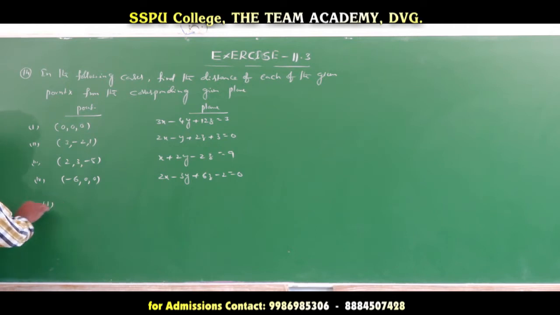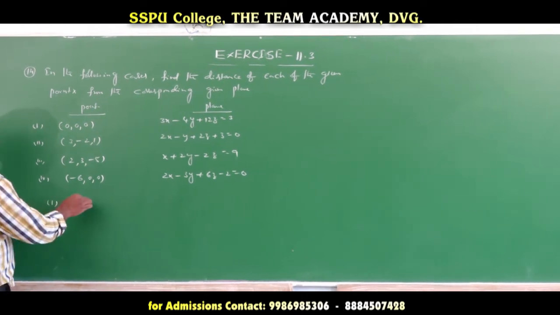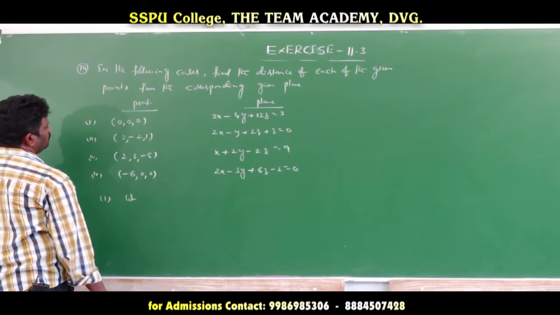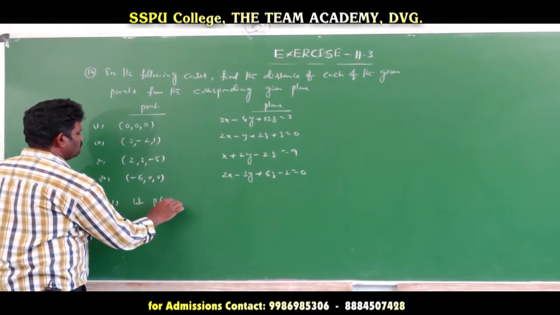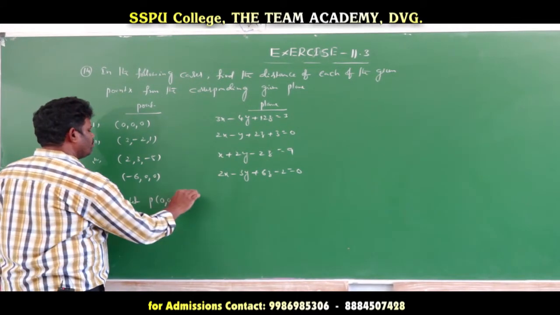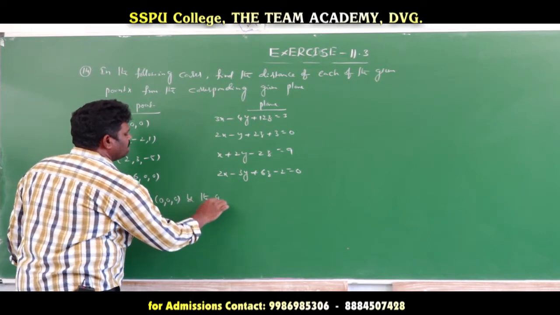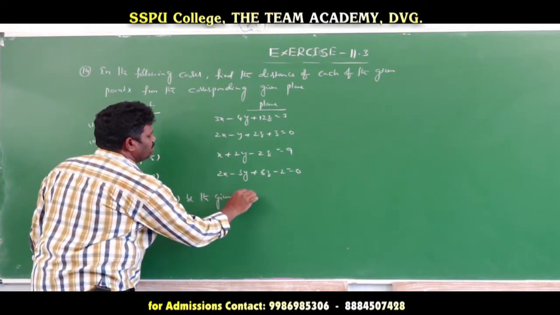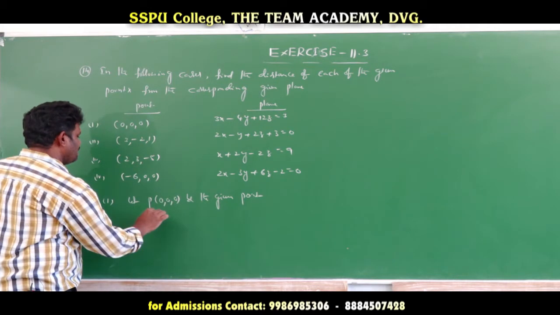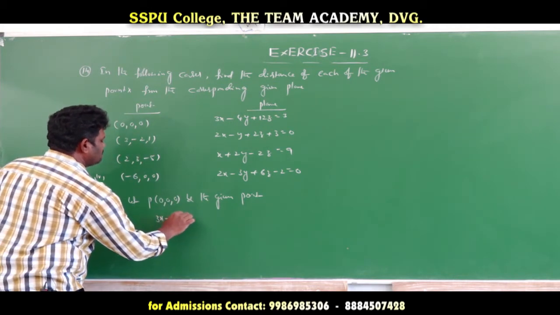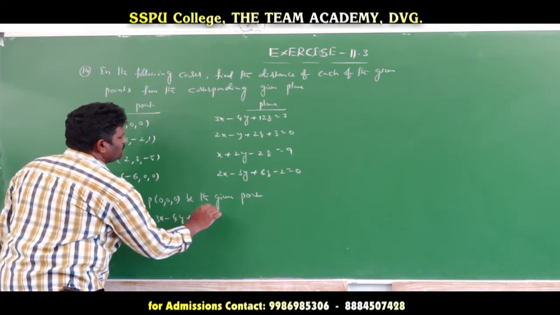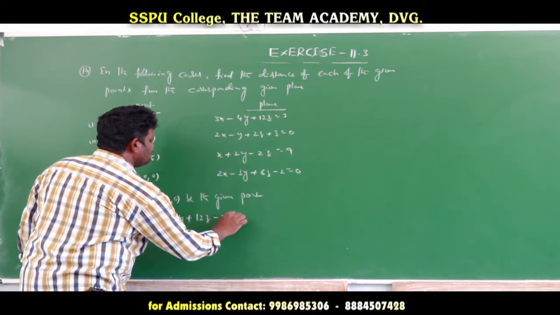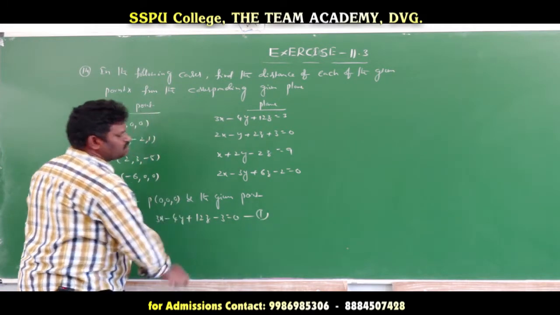First one: let P of 0 comma 0 comma 0 be the given point. The plane equation is 3x minus 4y plus 12z minus 3 is equal to 0. This is equation 1.